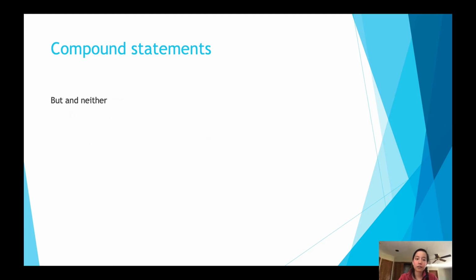Let's talk about but and neither now. P but Q is the same thing as saying P and Q. So you can just replace the word but and it's synonymous. And then neither P nor Q is the same thing as saying the negation of P and the negation of Q.